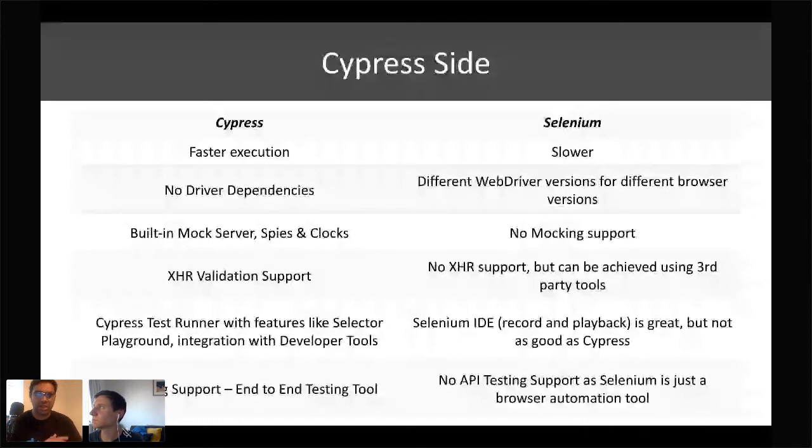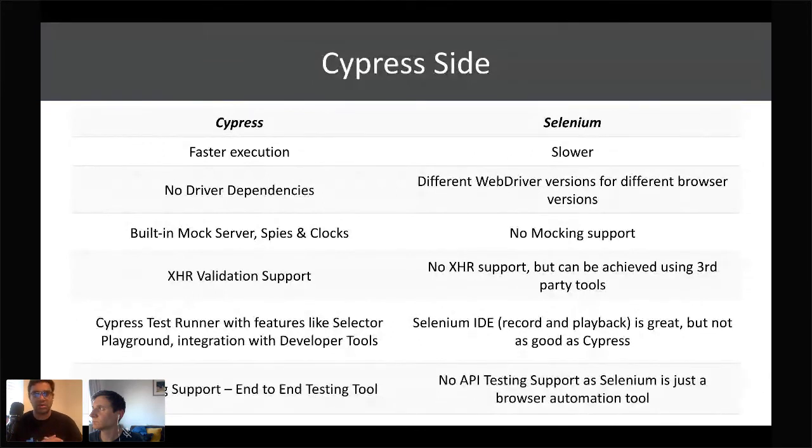So the main reason why Cypress is much better is the faster execution. Basically speaking, when we execute the test cases which are written in Cypress, it is super fast, at least when compared to Selenium.